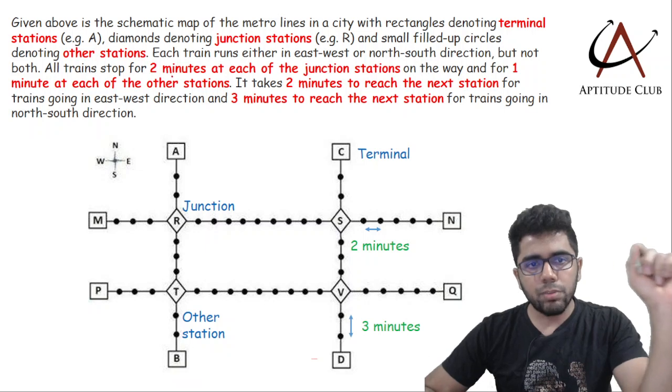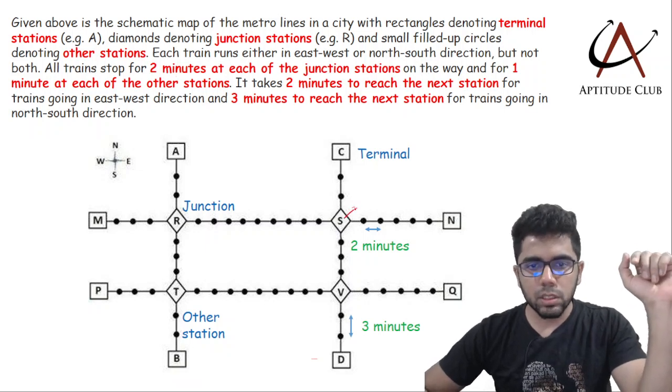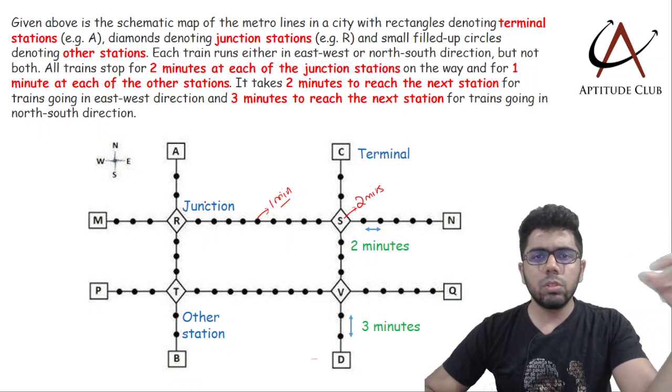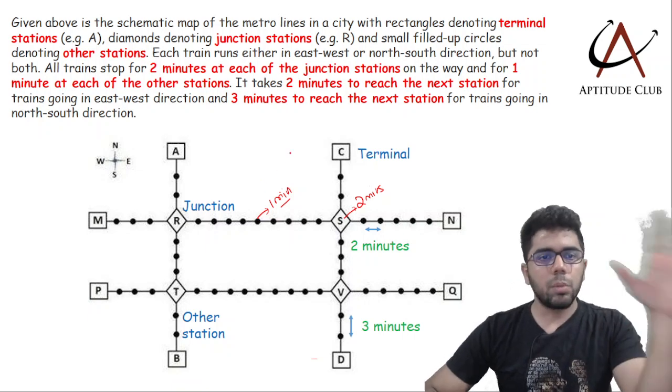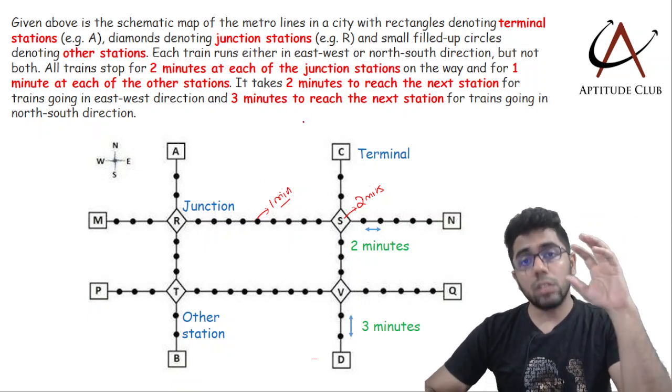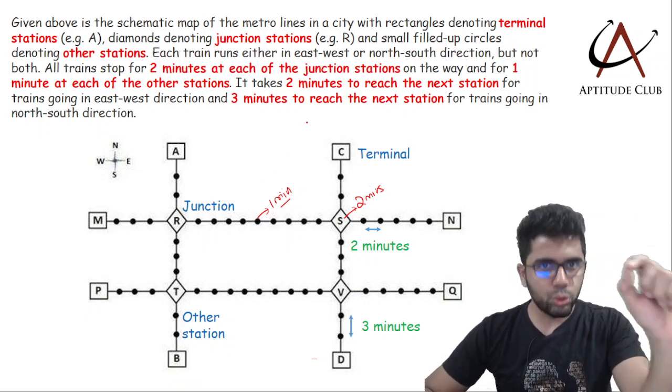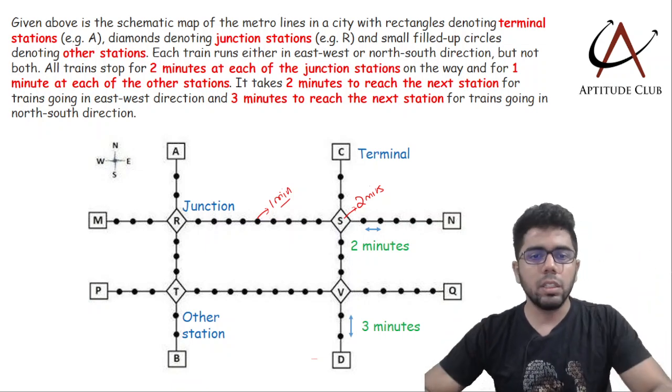Now the trains stop for 2 minutes at every junction. So if this is a junction, the stop time is 2 minutes here. But at any other regular station, the stop time is 1 minute. At a terminal we don't need to calculate the stop time, because the train starts and ends there. So at any other station in between, the stop time is 1 minute, whereas at a junction the stop time is 2 minutes. This information is very crucial, so keep that in mind.